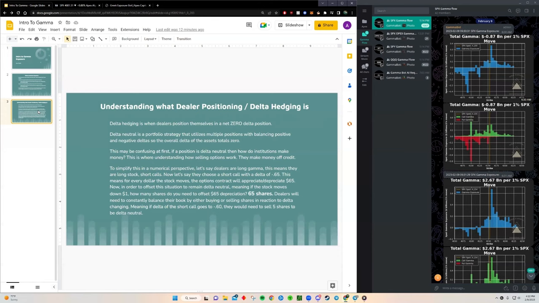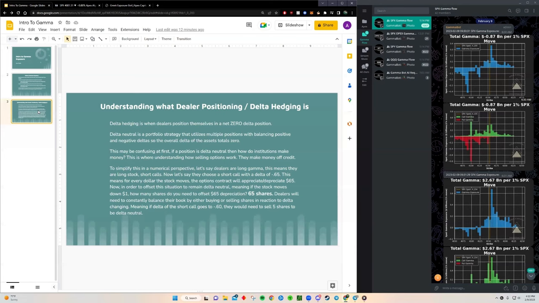To simplify this from a numerical perspective, let's say dealers are long gamma. This means they are long stock, short calls. Now let's say they choose a short call with a delta of negative 0.65. This means for every dollar the stock moves, the options contract will appreciate or depreciate $65.